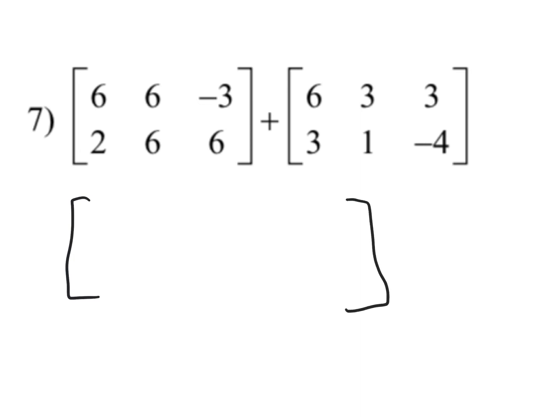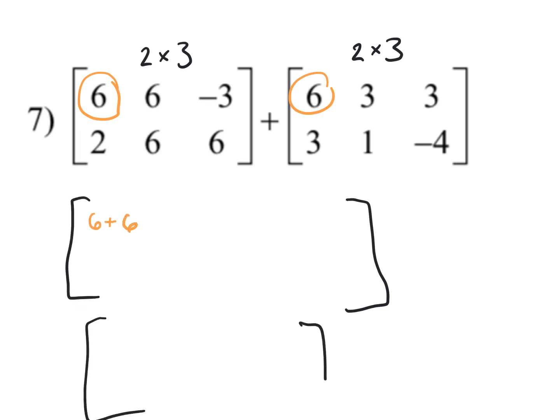How many rows do we have? 2 rows and how many columns? 3. What about the second one? How many rows? 2. And how many columns? 3. Awesome. So let's add them. So first we have 6 plus 6, 12. Perfect. What do I add next?